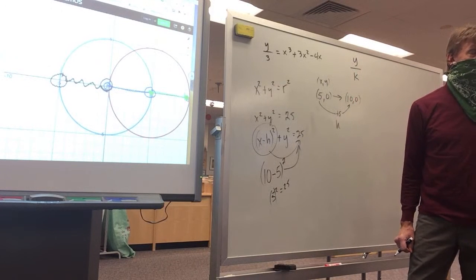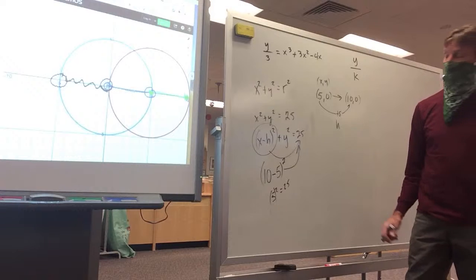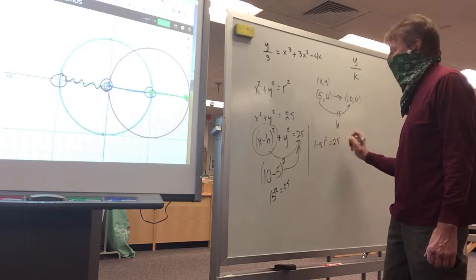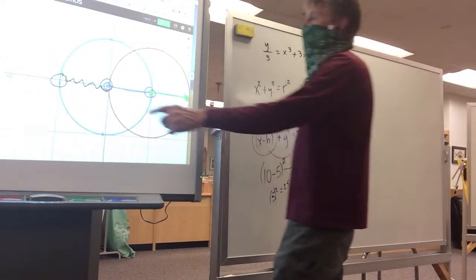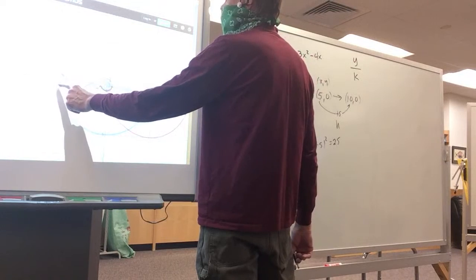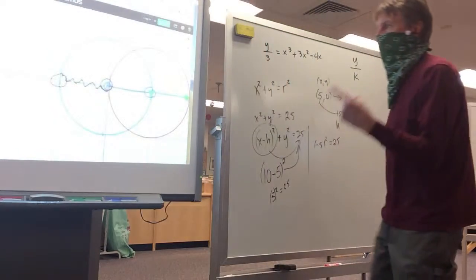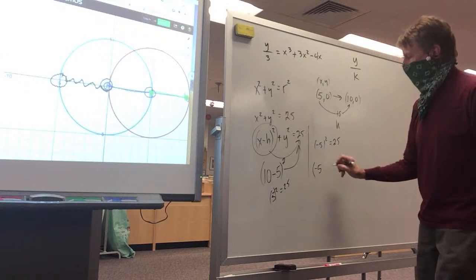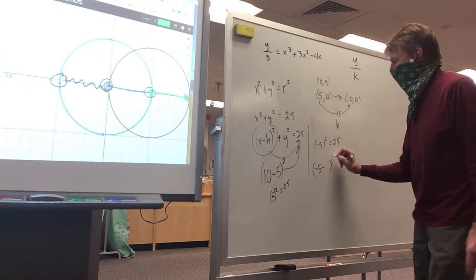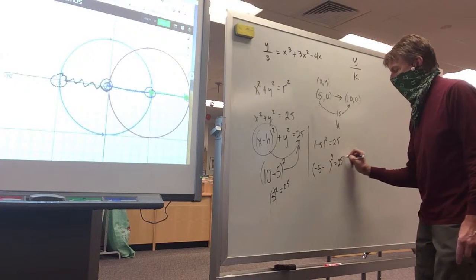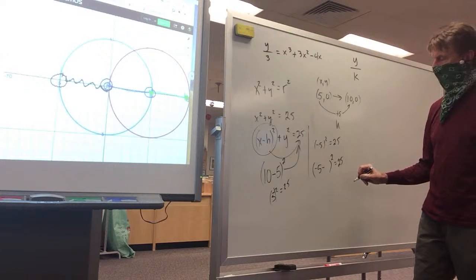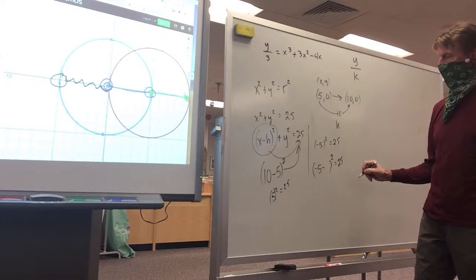What else is 25? Negative 5. So negative 5 squared is equal to 25 also. So if we took this point here, which is a negative 5, what do we subtract so that when we square it, we get 25 again? 0. Or you can subtract 0 or negative 10.